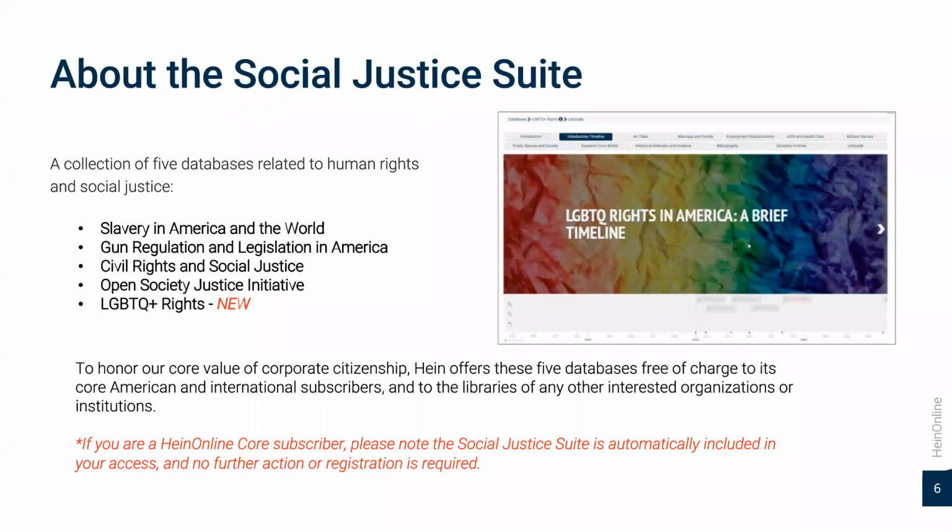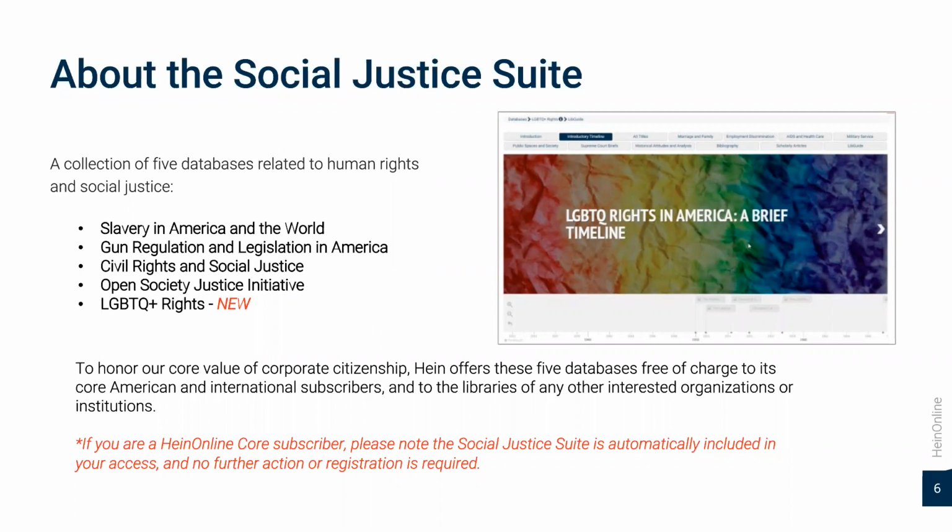So this is also included, if you're a core subscriber, you'd have this included in your core package as well. So if you already have access to HeinOnline, you'll most likely have access to the social justice suite. Or if you are not a subscriber already, you can sign up to get access to these databases. So again, there's 5 databases included in the social justice suite. I just want to quickly talk about each of the databases.